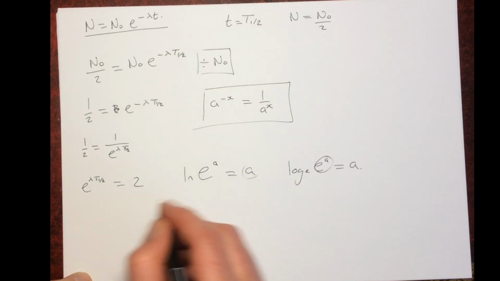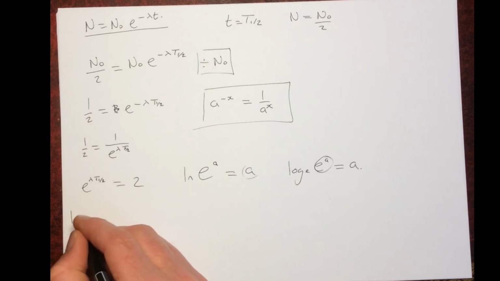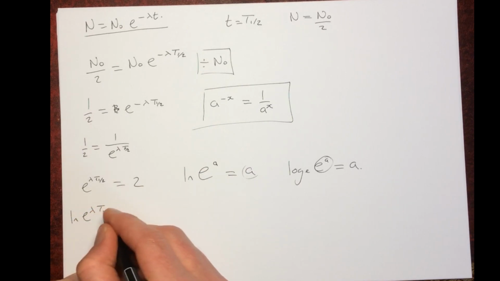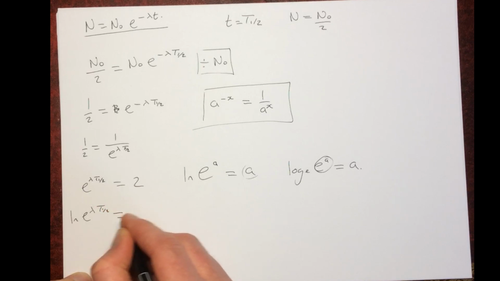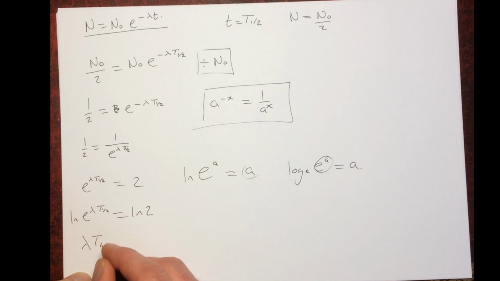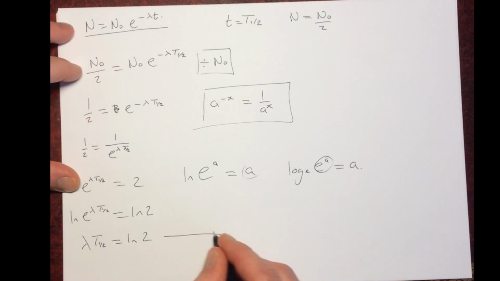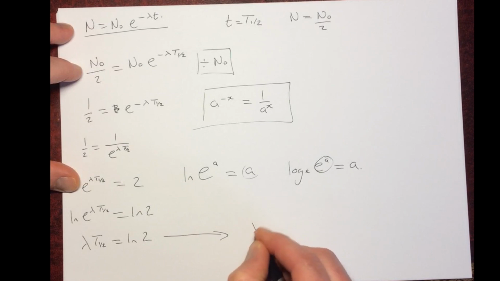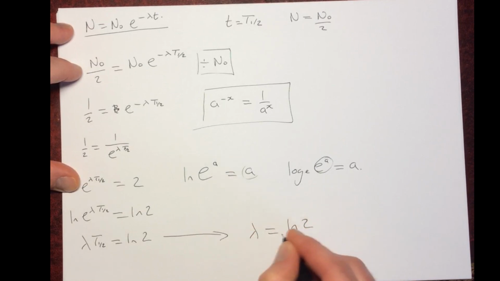So when we natural log both sides here, ln of e to the lambda t half is equal to ln 2, but we know that when we natural log that, we just get lambda t half. Then there's one final step: we can rearrange to get lambda equals ln 2 over t half.